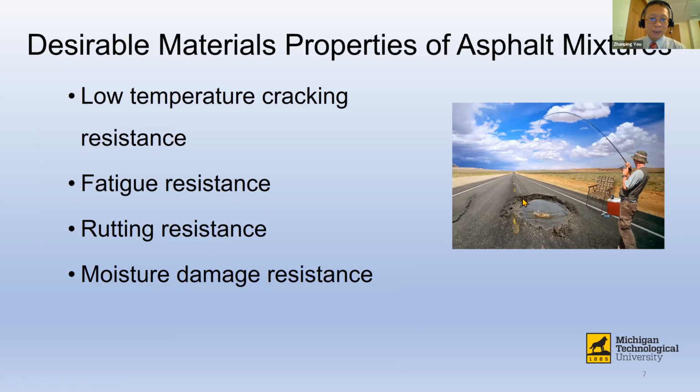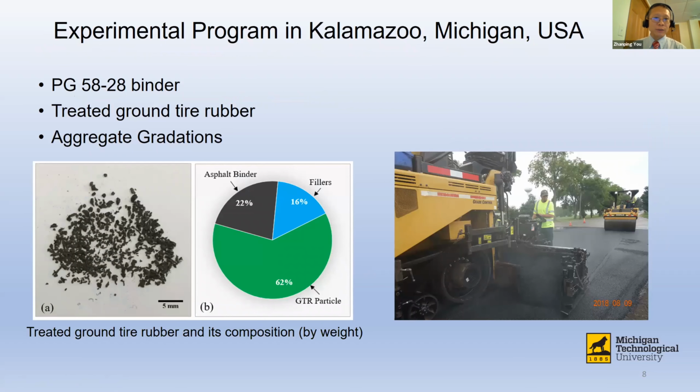Basically you get a lot of potholes, and that commonly happens everywhere in the world. So those are the desired properties we would like to see, and that is something we are trying to accomplish in our research. This is some experimental work we are doing here. In this project, we are using rubber asphalt, and we're trying to make rubber asphalt mixtures.